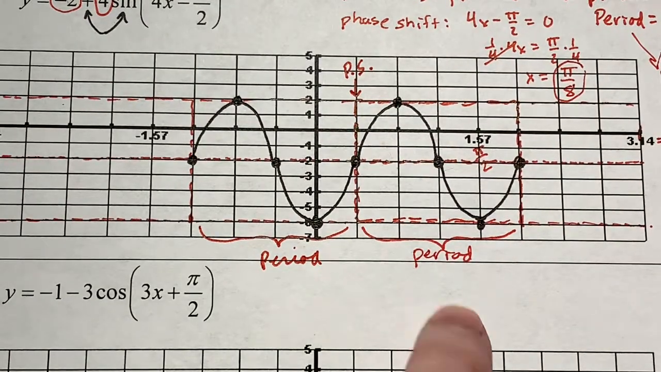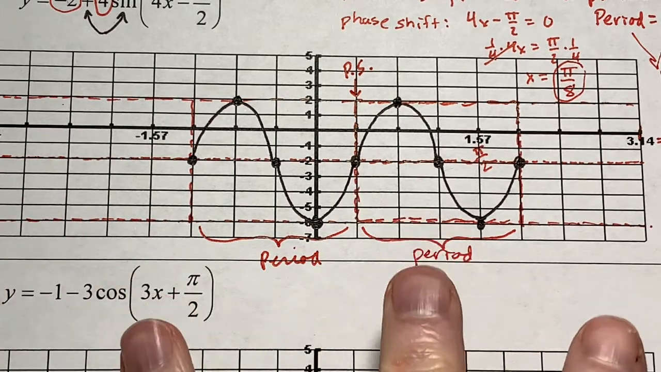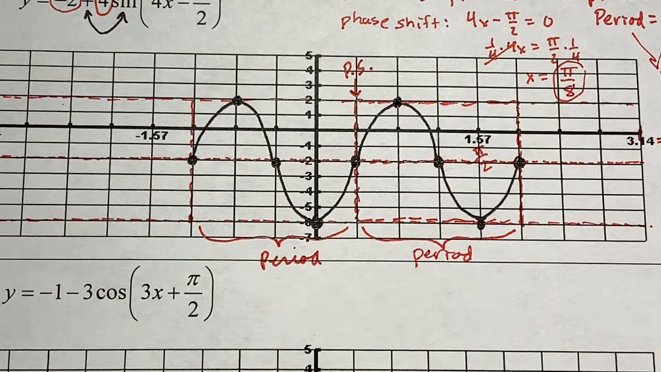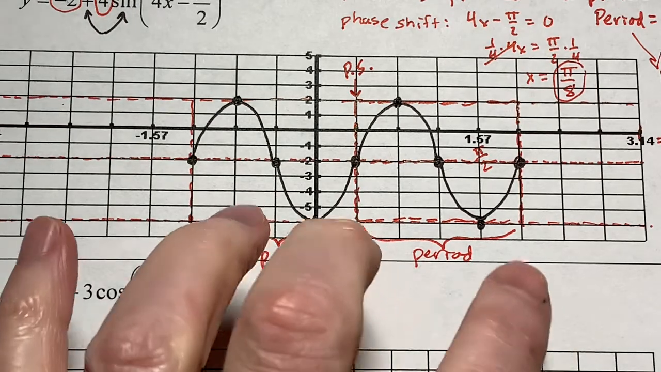All right, so I've got the period, the phase shift, the D value, the A value. I've used everything I know about positive sine to sketch this thing. All right? Okay, so that's a positive sine curve.